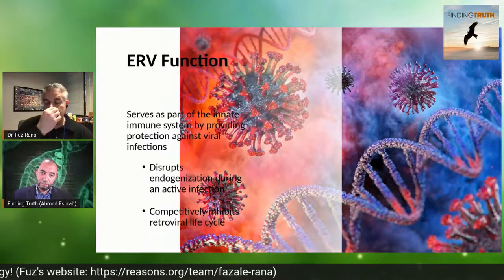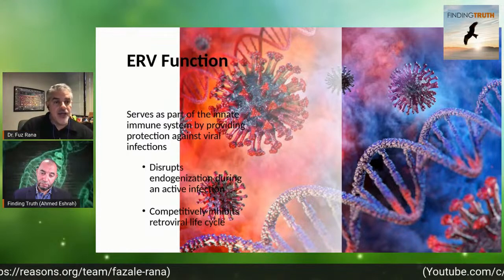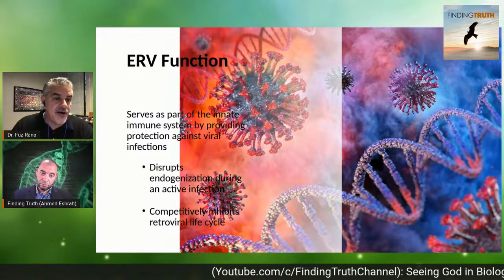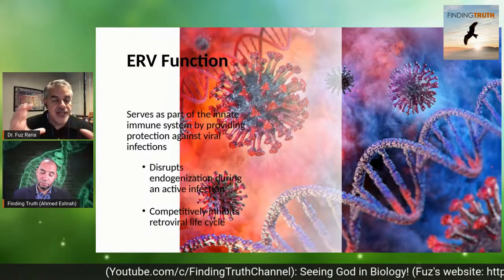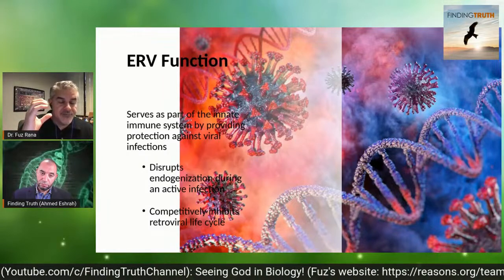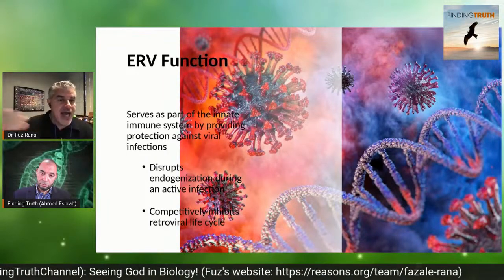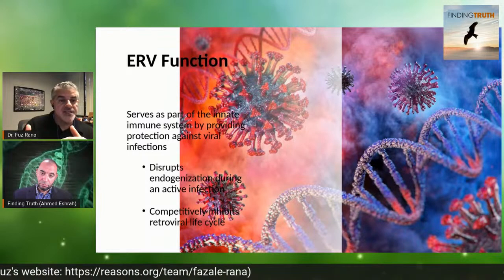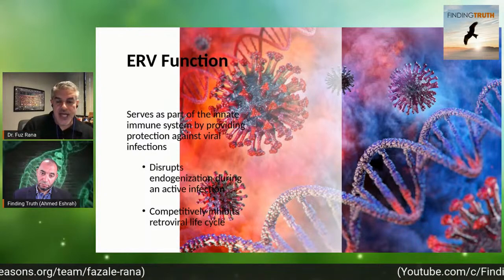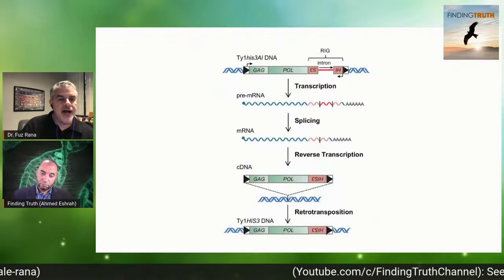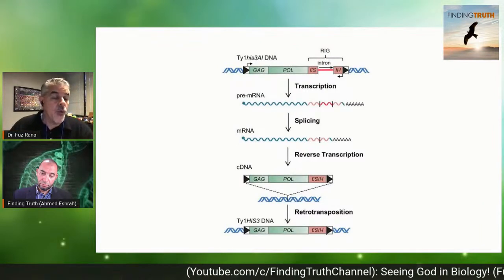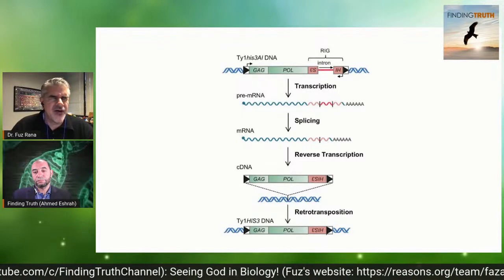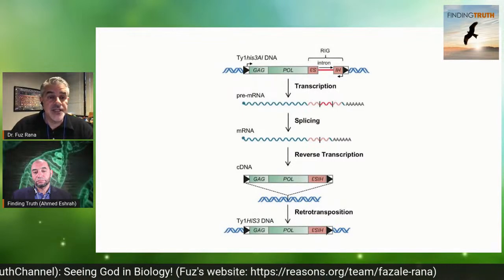And as more people recognize the function of ERVs along these lines, the more people are asking questions about ERV function along these lines. But these are at least two well-established mechanisms for how ERVs serve an antiviral role. One of the mechanisms is that it disrupts endogenization. What do I mean by that? This was actually discovered in koalas. Koalas have ERV sequences that I think are called KoRV sequences.